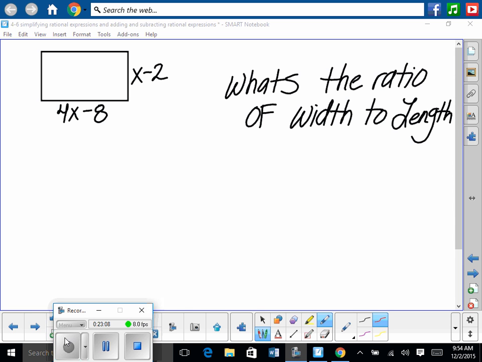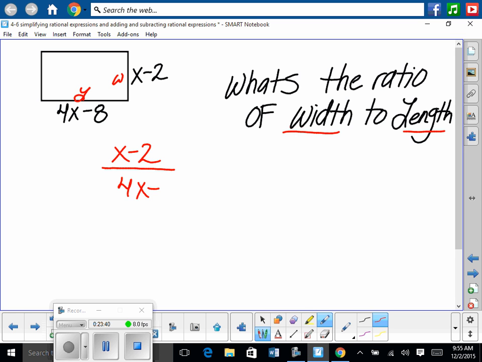A couple more so that we can finish up that page. So, guys, I really shouldn't even have to do this problem, but I'm going to. So pay attention so that you can make sure you can do it. It says, what's the ratio of width to length? So if we're given the length and width, this is my length, this is my width. Ratio means division. It said of width to length. Which one came first? Width did. So that goes on top. So you're saying x minus 2 divided by length 4x minus 8. Well, that is the ratio.